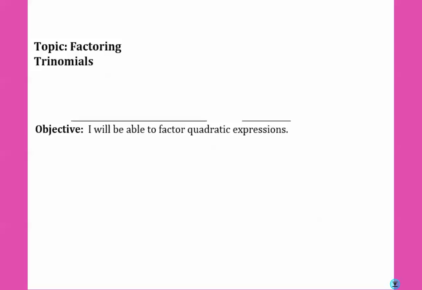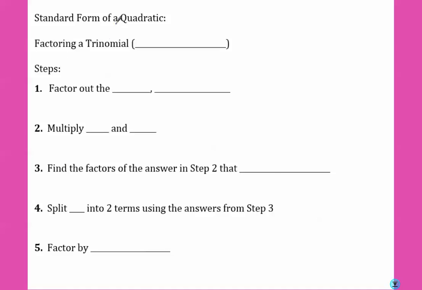Today we're going to be factoring trinomials, and our objective is that we will be able to factor a quadratic expression. So the standard form of a quadratic is ax squared plus bx plus c. And these letters are going to be important when we write the steps. Today we're going to be learning how to factor a trinomial, and a trinomial just means that it has 3 terms.